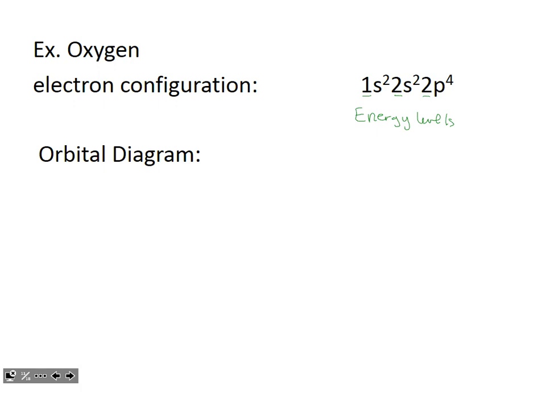An electron configuration also has lowercase letters, s, s, and p. Those are the sublevels. Those are the shapes of the electron clouds. And then it also has superscript numbers, 2, 2, and 4. Those are the electrons. So we know, looking at our periodic table, that oxygen has 8 protons and 8 electrons. If we add these electrons together, 4 plus 2 plus 2, that gives us 8 electrons. So that is what an electron configuration looks like.